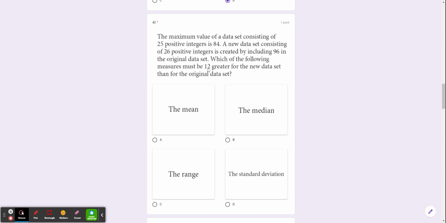Which of the following measures must be 12 greater for the new data set? Mean is the average, median is the middle number, range is the difference between the smallest and the largest, and D, the standard deviation, is how far the numbers are from the average. It's probably not these because you can't say those would be true at the same time. The one actually is the range, because the range measures the distance from the smallest number to the largest number. If I just move my largest number up by 12, the range must also go up by 12.